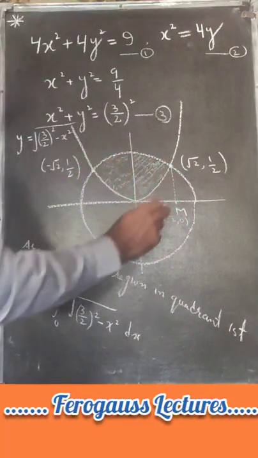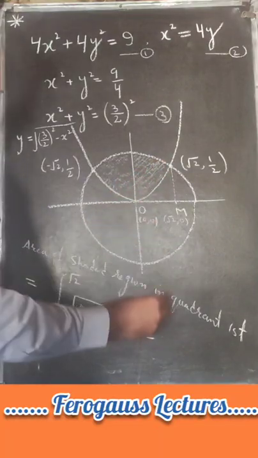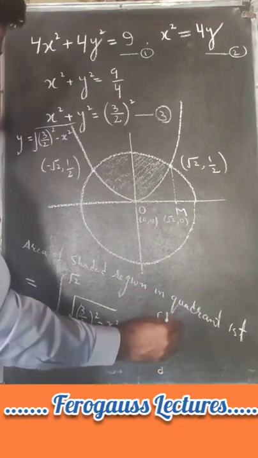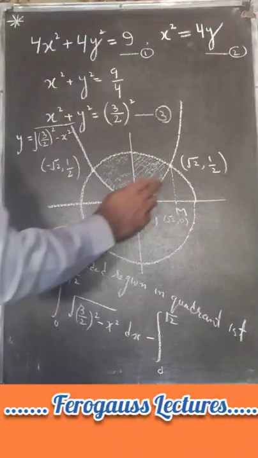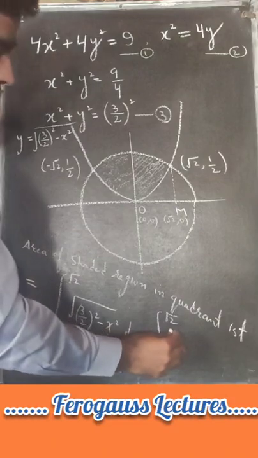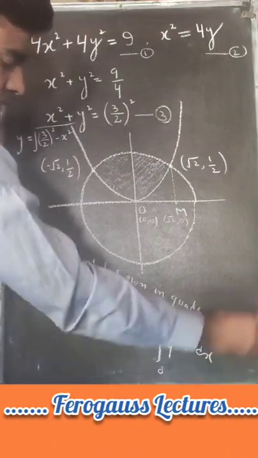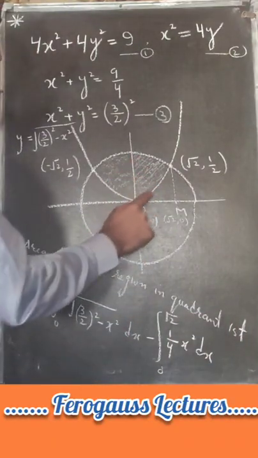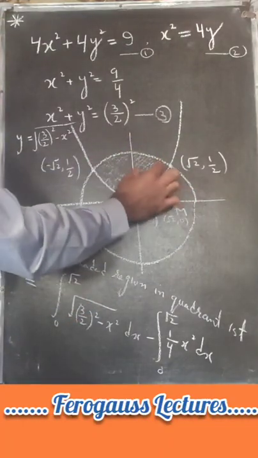Then from this area we will subtract this area, the area from 0 to square root of 2 under the parabolic curve, y is equal to x² by 4, or y is equal to 1 by 4 x² dx. So this is the area of the shaded region in the first quadrant. This area minus this area is equal to this area.